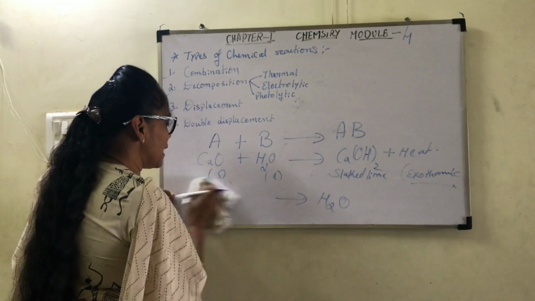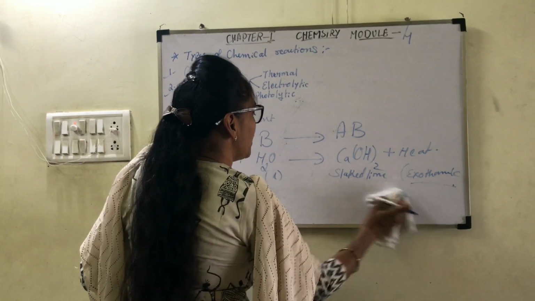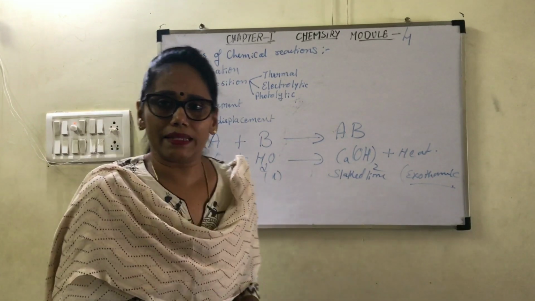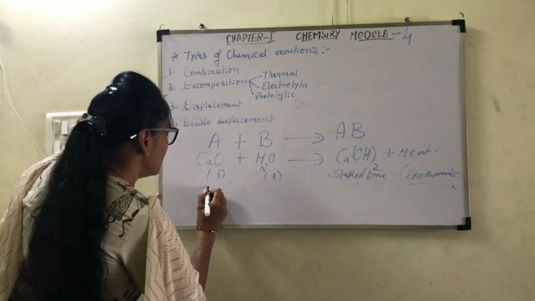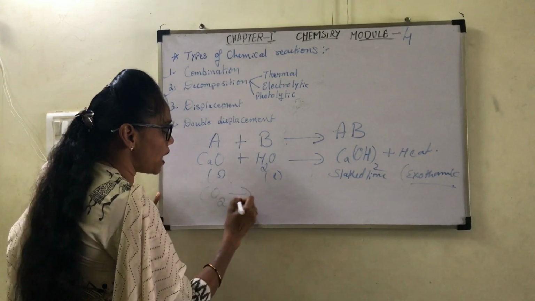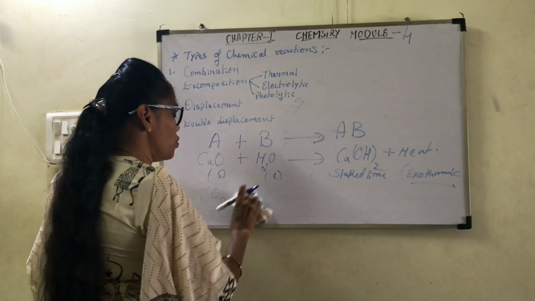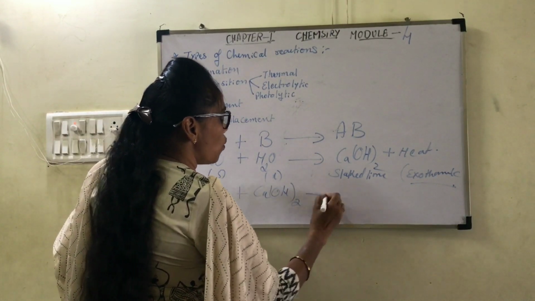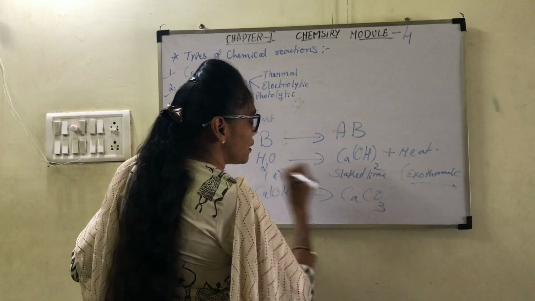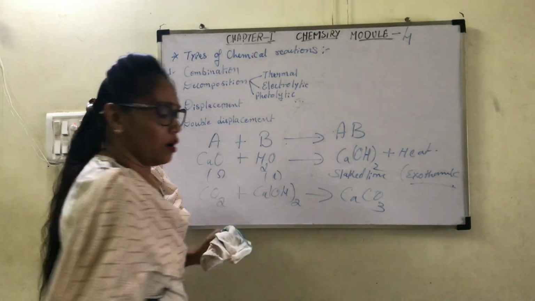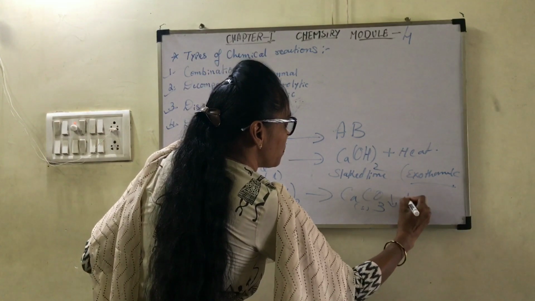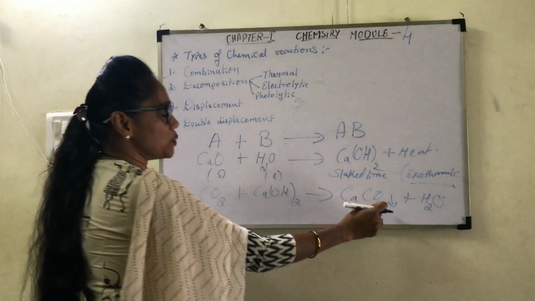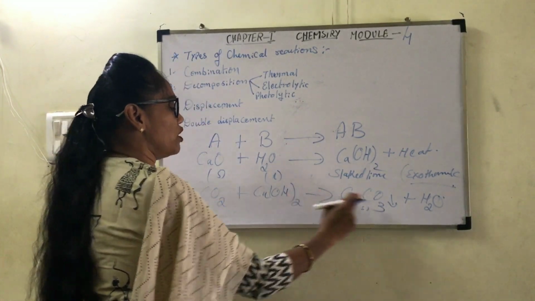Now this slaked lime is used in testing carbon dioxide gas. In that reaction, carbon dioxide is passed through slaked lime. When you pass carbon dioxide through slaked lime, you get a white precipitate CaCO3, calcium carbonate, which is a solid, plus water. So we say lime water turns milky.